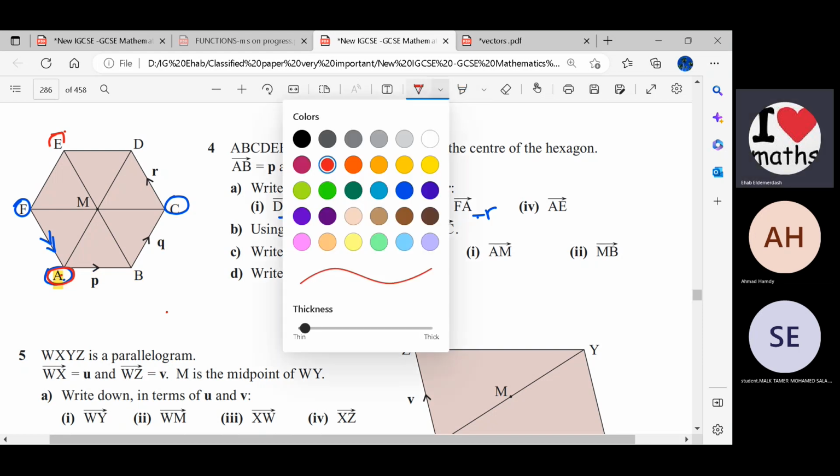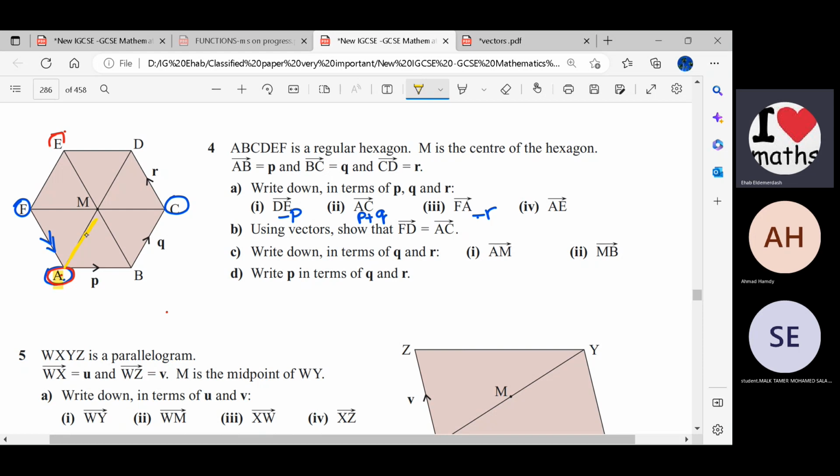Muhammad took this path from A to M and then from M to E. AM he called Q because it's parallel and equal, right? Then the second part, from M to E, which is R. So if I need to move from A to E, what I did is I went through Q plus R. Am I okay with that? This is if I moved through the yellow lines. By the way, you can choose different lines and move on them.